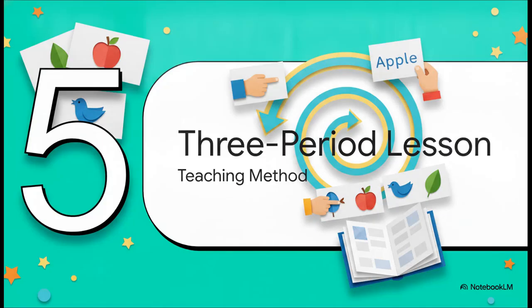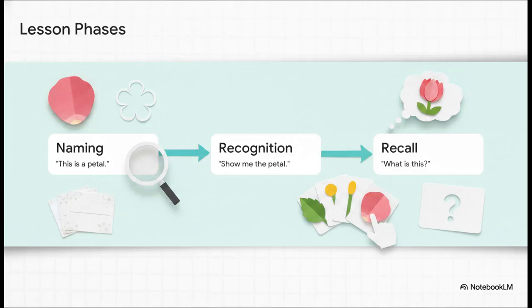And that leads us perfectly into our final segment, Section 5, the 3-period lesson. This is the specific teaching method that brings it all together. The 3-period lesson moves a child systematically through 3 distinct phases. Imagine we're teaching the word petal. In the first period, naming, you establish the connection. You point to the picture and say clearly, this is a petal. Then, in the second period, recognition, you test that association. You place a few different cards down and ask, show me the petal.